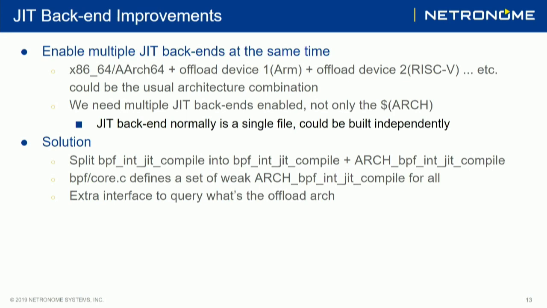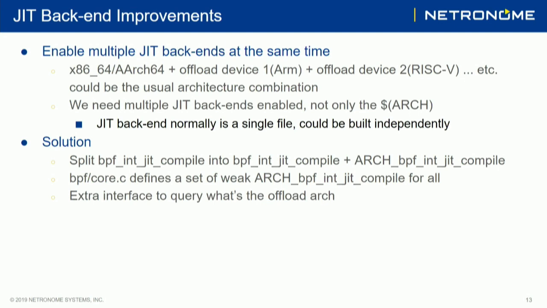After all this, I think we still need some minor improvements on the current JIT backends to make them reusable as offload backends. First, we need to enable multiple JIT backends, right? Because the offload scenario is a host x86. For example, you can have multiple offload devices, and definitely you want to enable several backends. At the moment, we only enable the host backends.